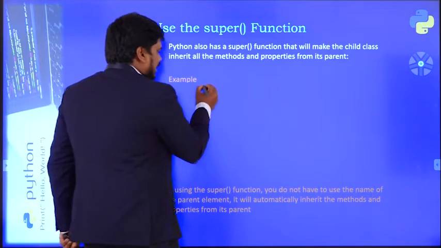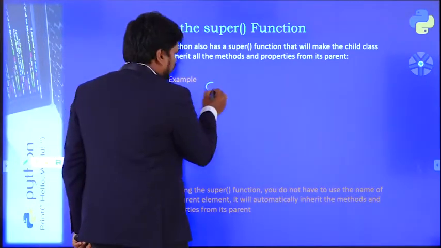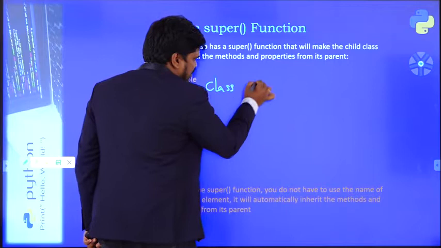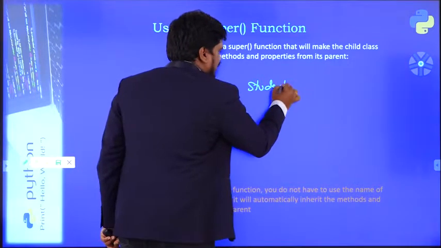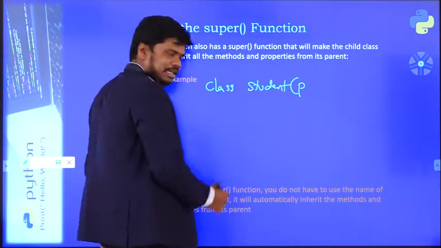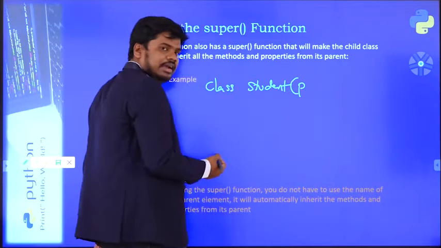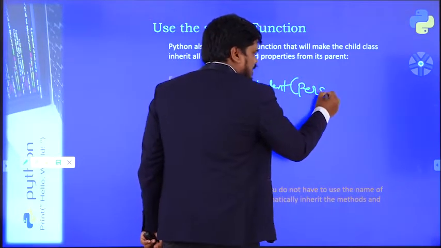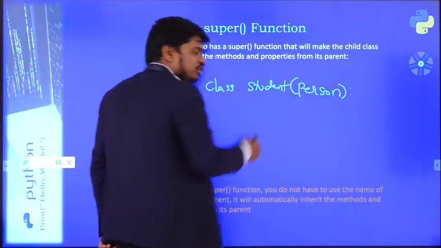So how will I write it? Observe. class Student. I am working with a single inheritance, so I have to pass the previous class as an argument here.